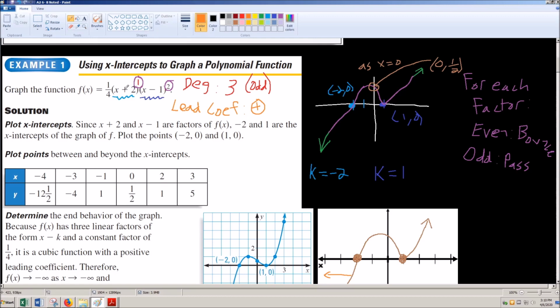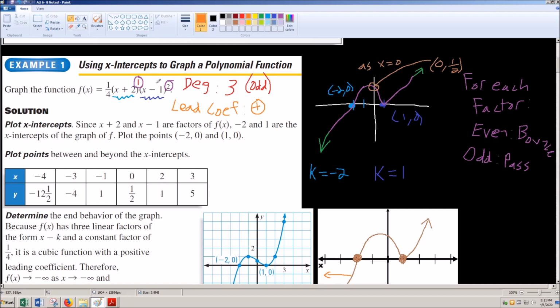Let's pick -1. As I evaluate -1 plus 2, it's a positive value. So again, our odd things are going to fluctuate whether it's positive or negative. So if it was positive and I raise it to an odd degree, it's going to remain positive. If it was negative and I raise it to an odd degree, it's going to remain negative.